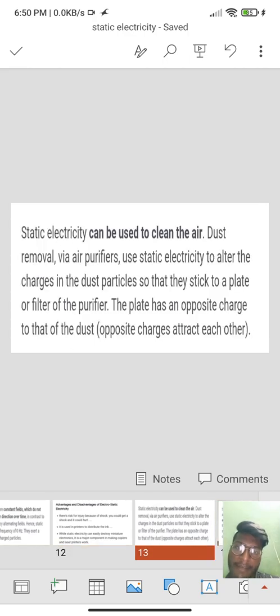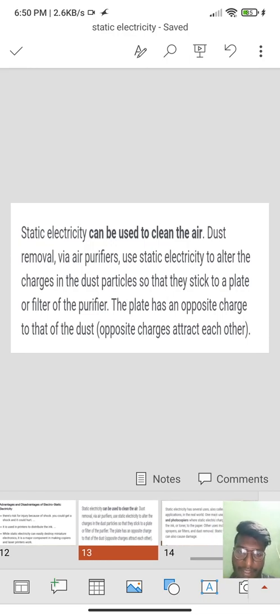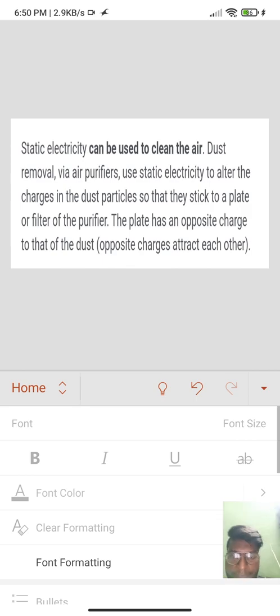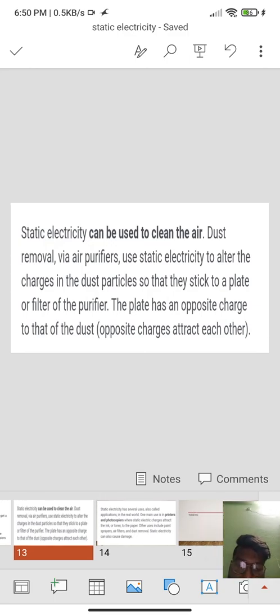Static electricity can be used to clean air. Dust removal via purifiers uses static electricity to alter the charges in dust particles so they stick to a plate or filter of the purifier. The plate has an opposite charge to that of the dust.